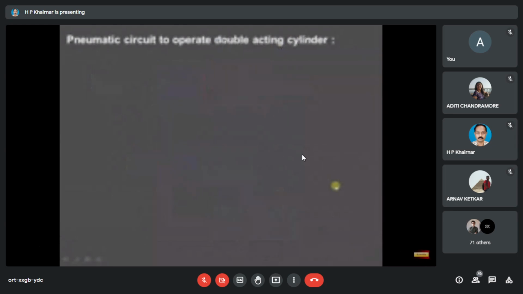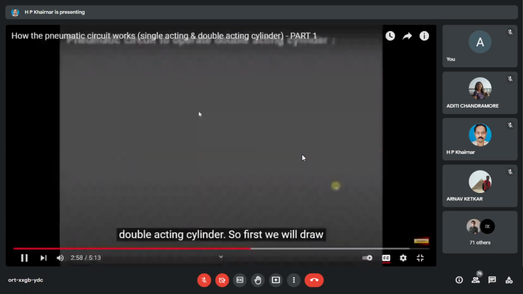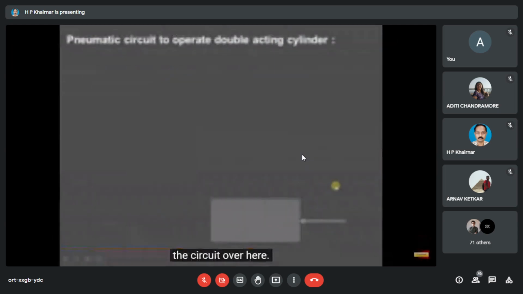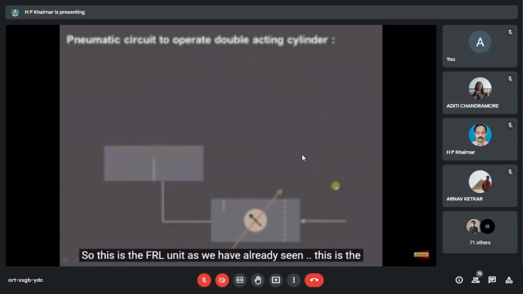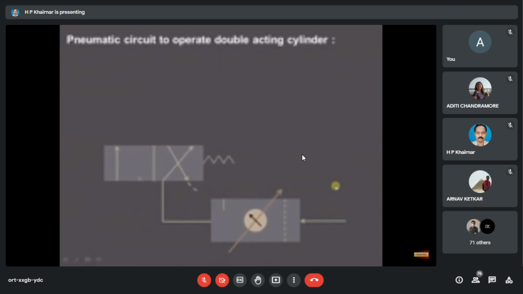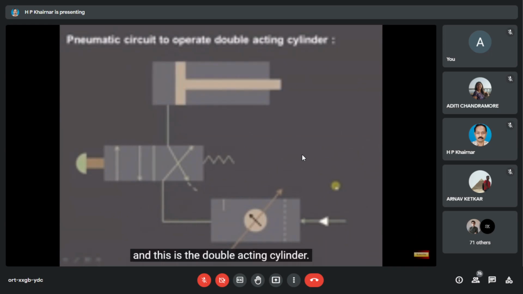Now let us try to understand the working of double acting cylinder. So first we'll draw the circuit over here. This is the FRL unit, as we have already seen. This is the direction control valve. And this is the double acting cylinder.